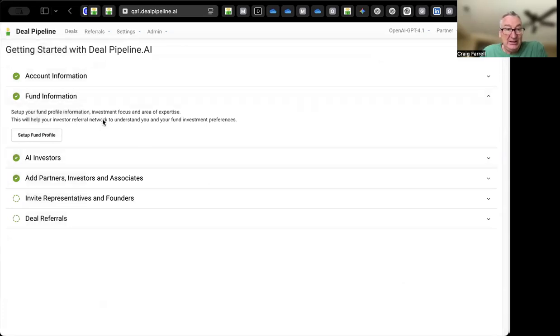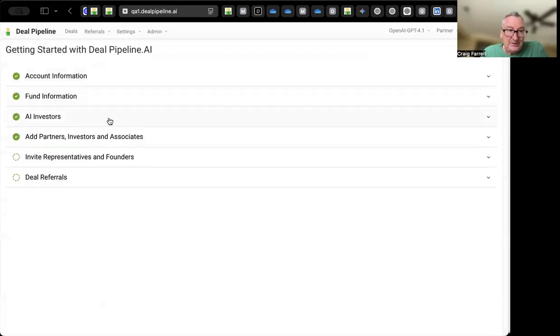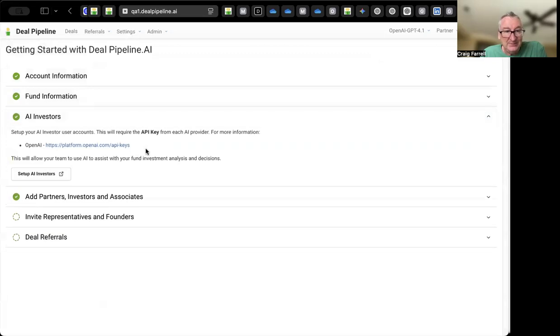The next area that you will be asked to fill out is for the AI investors. Now, the AI investors, these are the AI models that you want to use to evaluate deals. To do this, you'll actually have to have an API key. In our case, you go to OpenAI. You have to create your own account, a paid account. They're not expensive. I think the starting one has a maximum spend of $10 a month. So we're not talking about a lot of money.